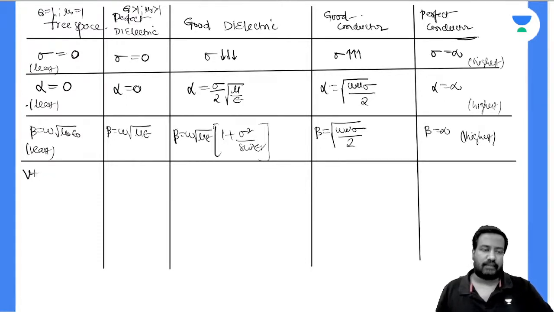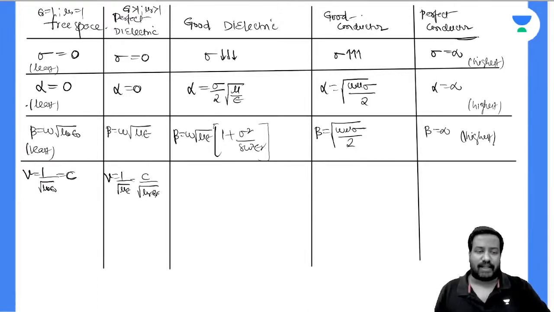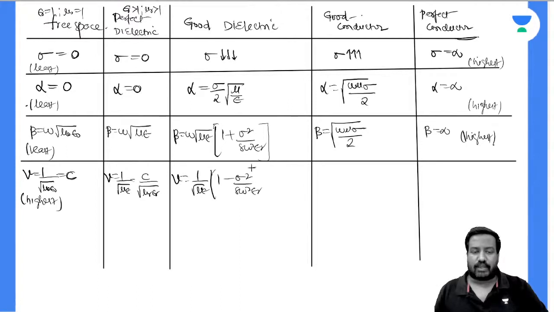Next, velocity. 1 by under root of mu naught epsilon naught, which is the velocity of light. Here velocity is 1 by under root mu epsilon, which is c by under root of mu r epsilon r. Mu r is greater than 1, epsilon r is greater than 1. Velocity is decreasing. Here v is c and there v is less than c. So here it has the highest velocity, that is the velocity of light. Then it is decreasing. Next case still decreases: 1 by under root mu epsilon times 1 minus sigma square by 8 omega square epsilon square. Still decreasing.